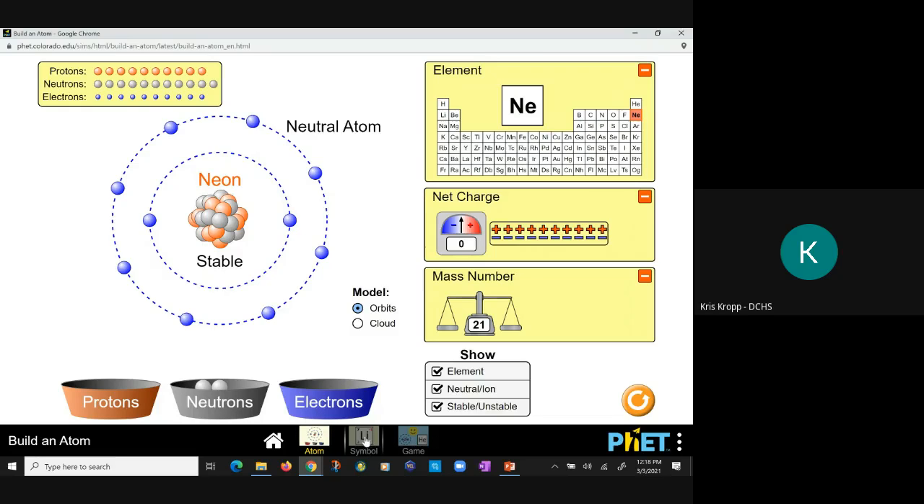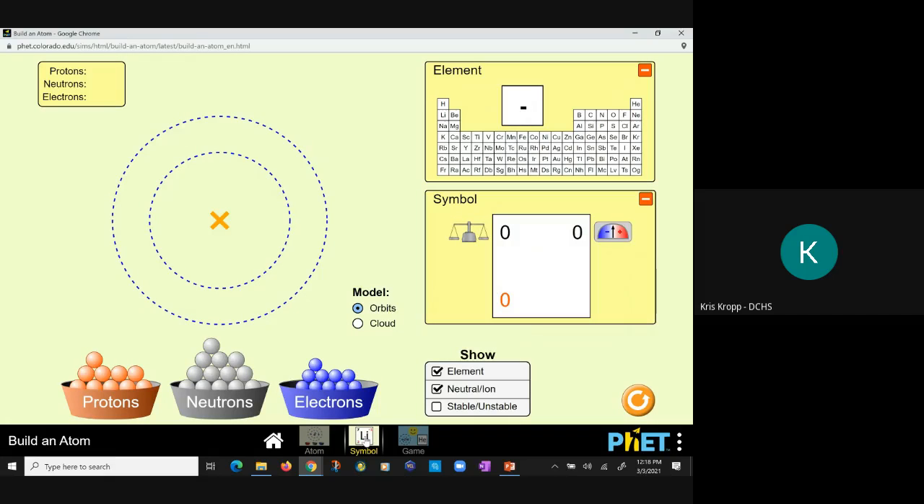All right, I'm going to come down here at the bottom. I'm going to click on symbol. And we're going to look at this from a little bit of a different perspective. This is called the nuclear symbol. This is kind of our shorthand in chemistry. Instead of writing everything out, we'll use nuclear symbol notation to talk about atoms and how many protons, neutrons, and electrons they have. So we're just going to do the same thing. We're going to add a few protons and neutrons in here, and we're going to watch how these symbols change.